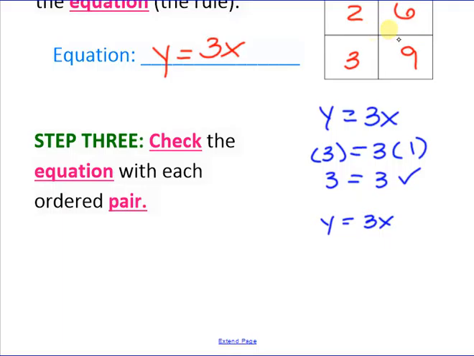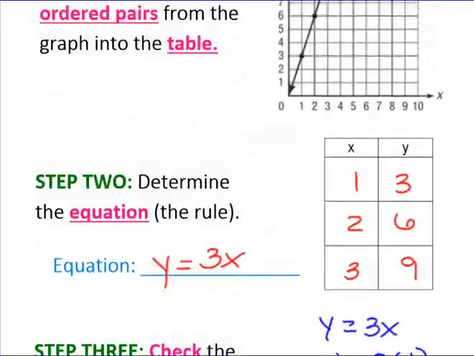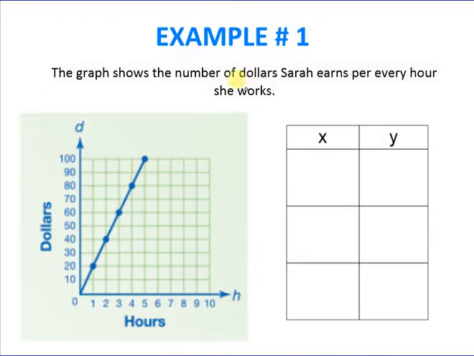Now we're going to put the 2 in for x and the 6 in for y. Okay, now we're going to put the 3 in for x and the 9 in for y. And so as long as they all check out, your answer is correct. All right, let's go ahead and do an example.